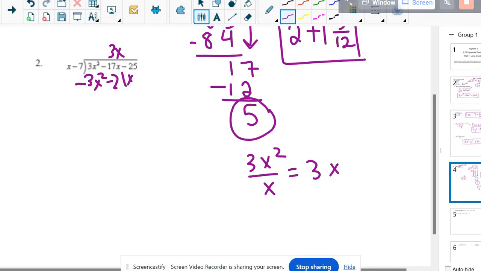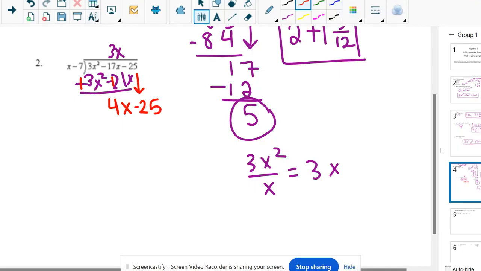Then you take 3x and multiply it with x minus 7, and you get 3x squared minus 21x. And then you subtract those. You see that these first two should always cancel. Then you get negative 17 minus negative 21. That's going to turn into plus a positive, so that would be 4x. And then you bring down the negative 25.